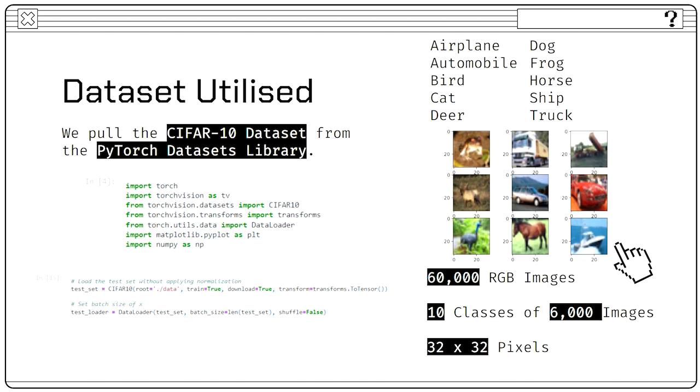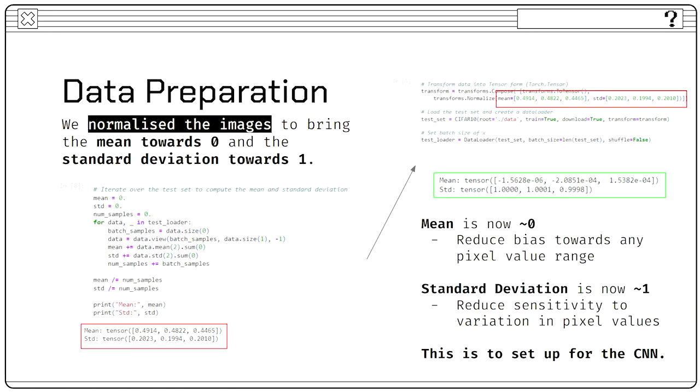To start, we analyze the SC1015 dataset, which is a popular benchmark dataset for image classification tasks. It is imported from the PyTorch datasets library and consists of 60,000 32 by 32 color images divided into 10 classes with 6,000 images per class. Some examples of classes as seen above are airplane, bird, and horse.